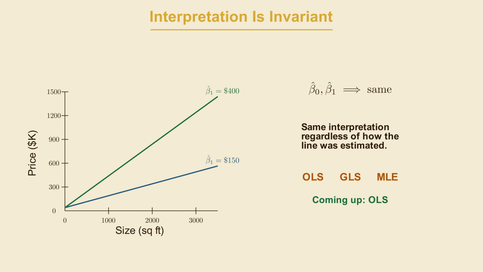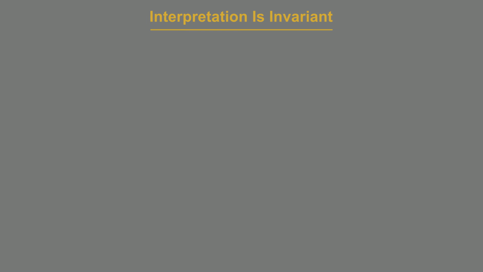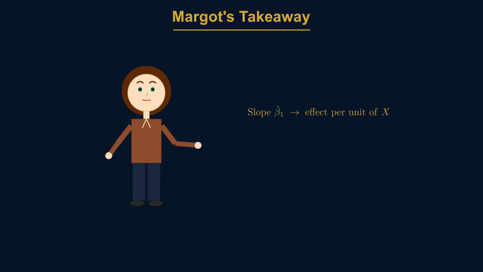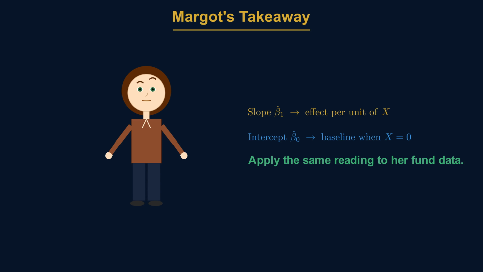Margot finishes the problem and files the technique away. She knows that when she turns back to her own data, she'll be able to read whatever the line of fit she has in the very same way, both the slope and the intercept.